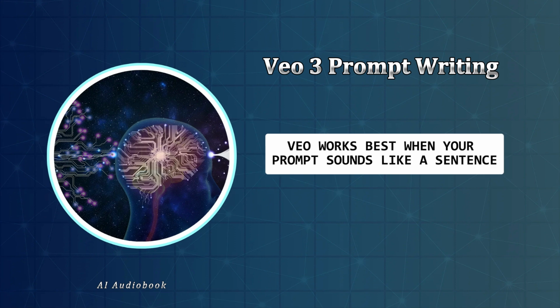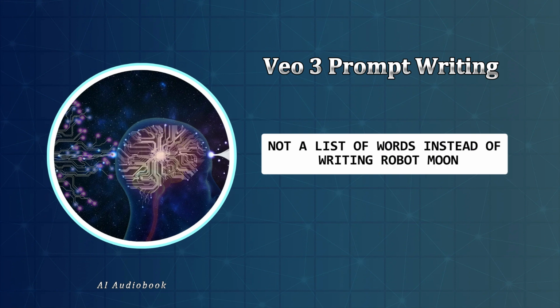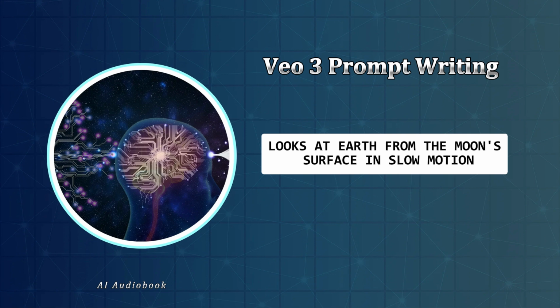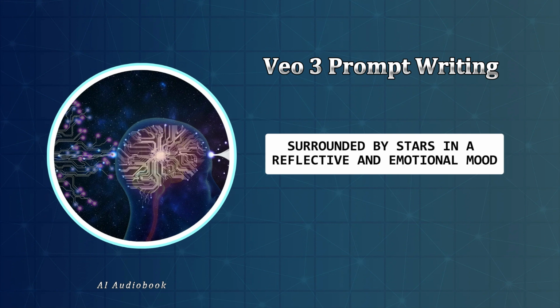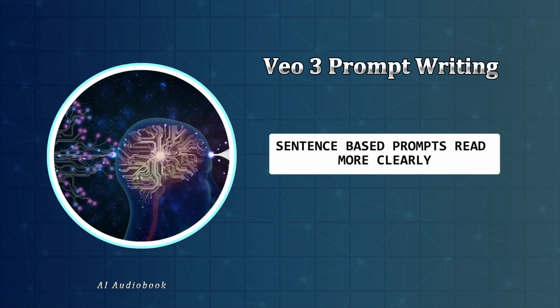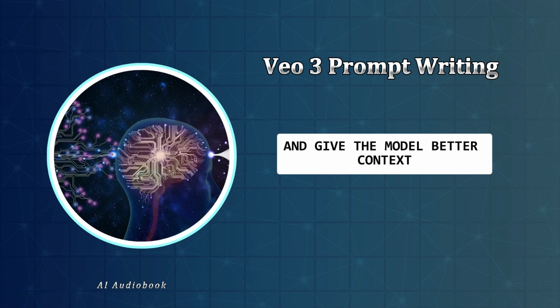Don't forget that Veo works best when your prompt sounds like a sentence, not a list of words. Instead of writing robot, moon, slow motion, emotional stars, turn that into a lonely robot looks at Earth from the moon's surface in slow motion, surrounded by stars, in a reflective and emotional mood. Sentence-based prompts read more clearly and give the model better context.